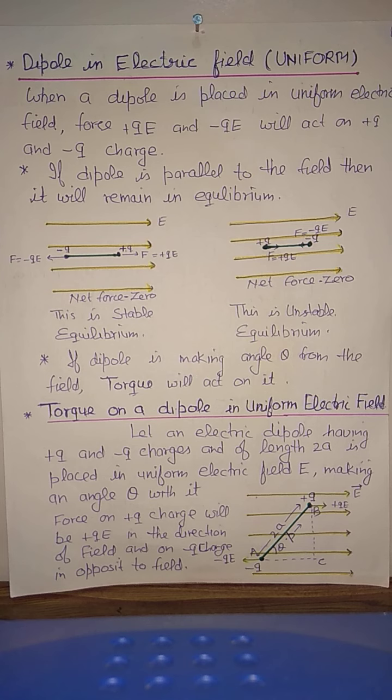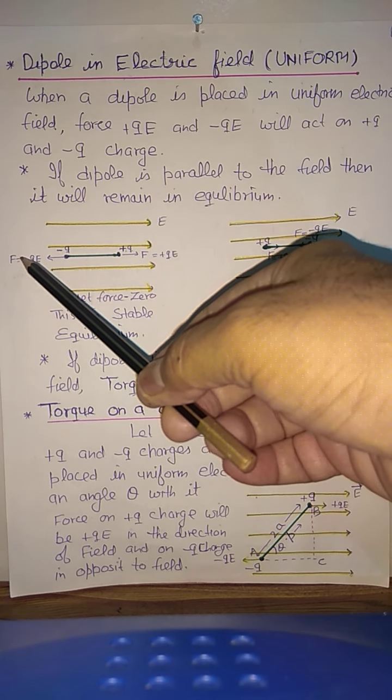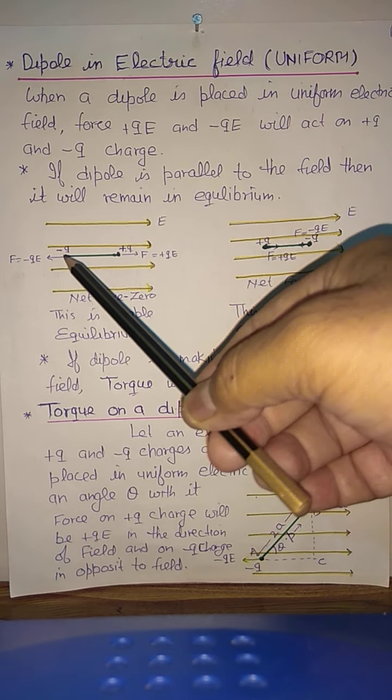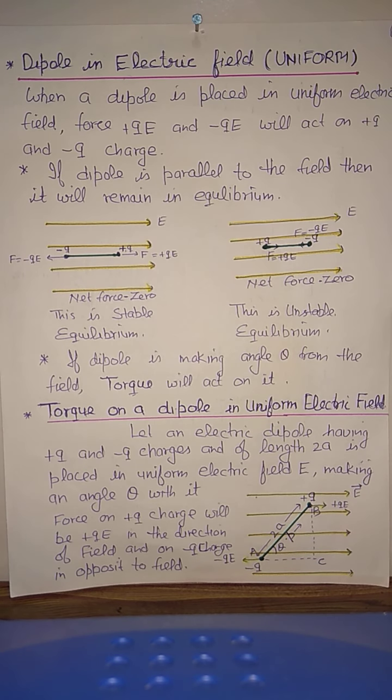F is equal to QE. And we also know that the force on positive charge will be in the direction of field, while on negative charge it will be in opposite direction of the field. Positive charge here and negative charge here. Any doubt to anyone? No?